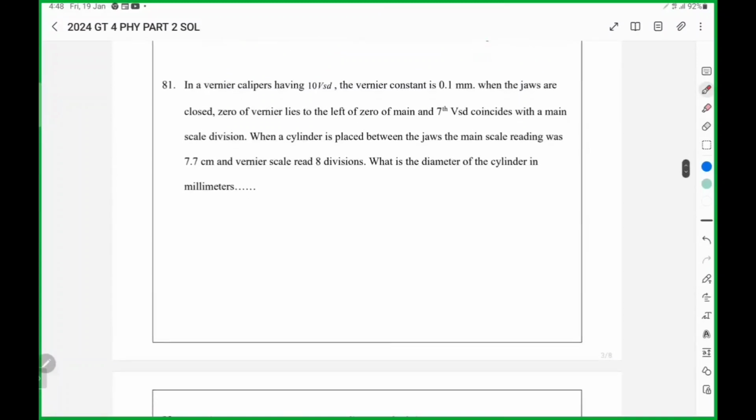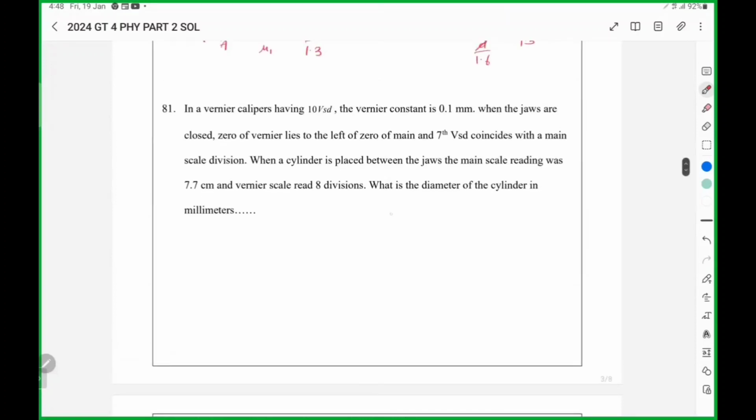Here, many of the students sometimes don't concentrate on vernier calipers. So before explaining the solution to this problem, I'll just revise the concept.